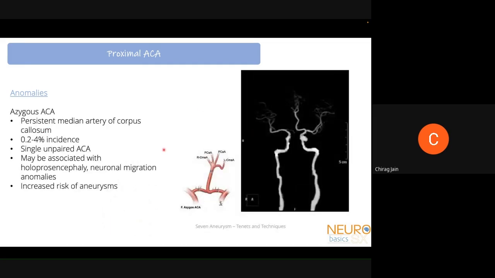On the other hand, this anomaly is an azygous ACA, and this happens because the median artery of the corpus callosum, as we discussed, is now persistent instead of regressing. So this happens in 0.2 to 4% of individuals, and that's just a single unpaired ACA. There's absolutely no hypoplastic A2 ACA. So this can be associated with other anomalies like holoprosencephaly and neuronal migration disorders. It also does increase the risk of aneurysms.